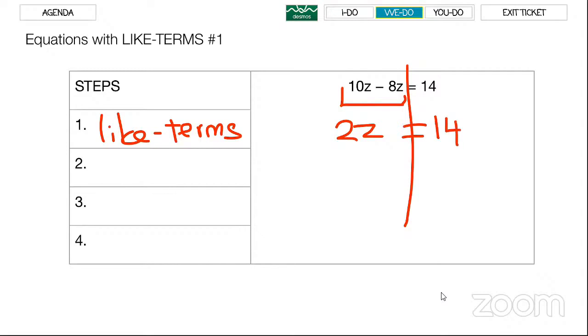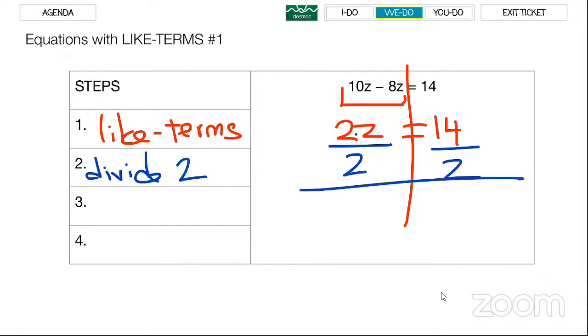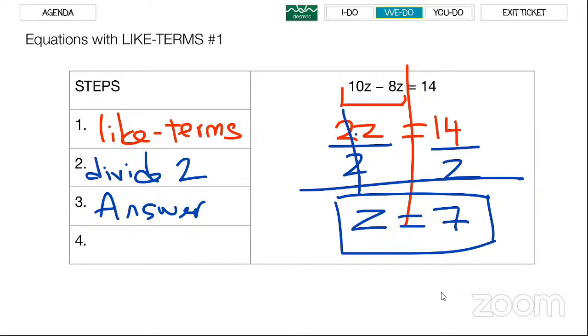It equals 14. Step number two, now the variable z is multiplied by 2. So that means you need to divide by 2. If you divide by 2, do the same thing on the other side of the equal sign. Step number three, it's your answer. The 2's are cancelled out, only z would be left, equals half of 14, that would become 7. So as you see, it's not that hard. It's just the extra step that you need to consider. If there are like terms, combine them. That's it. Let me show you one more example.